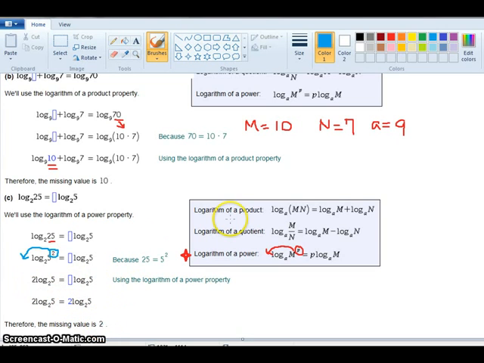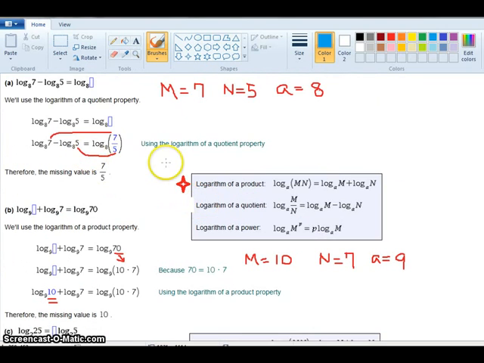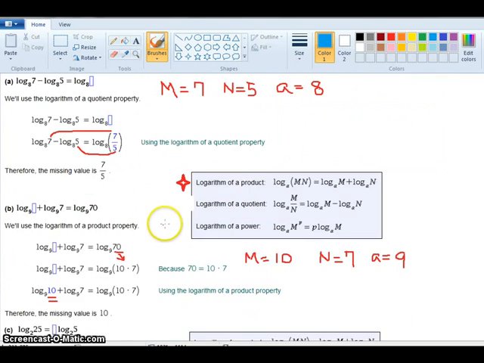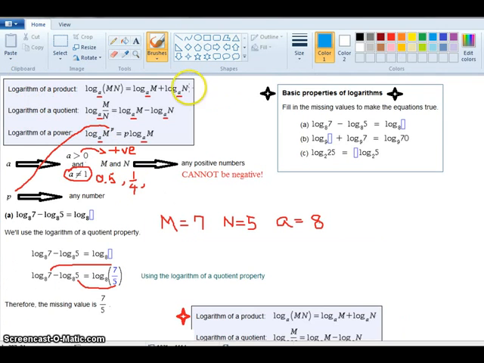For this type of question, all you have to do is match whatever number is missing with these three formulas. By comparing the equations with the formulas, you should be able to find whatever it is that you're trying to find.